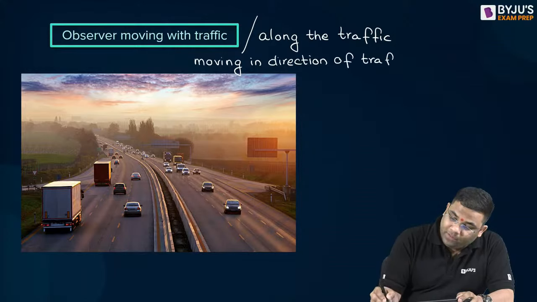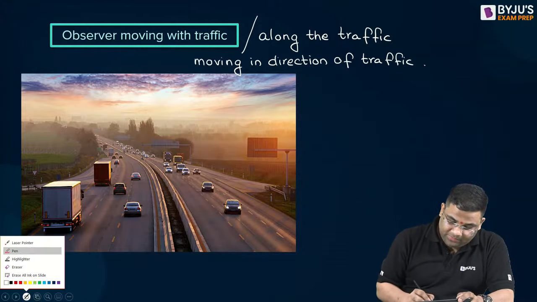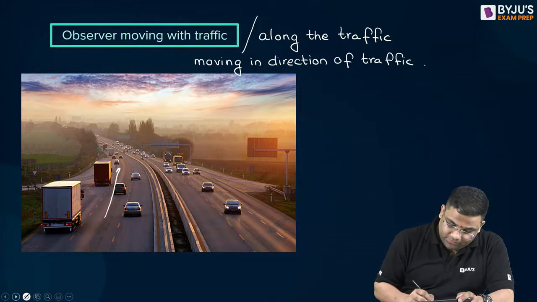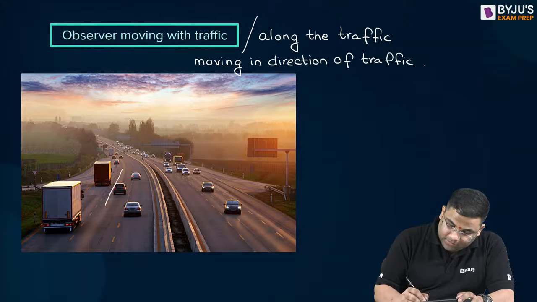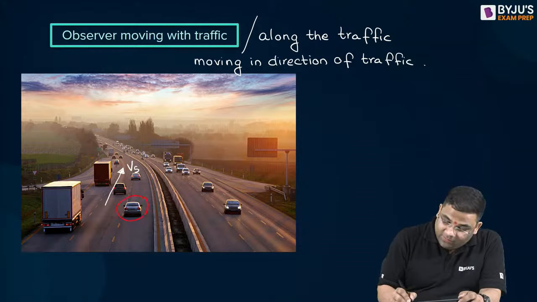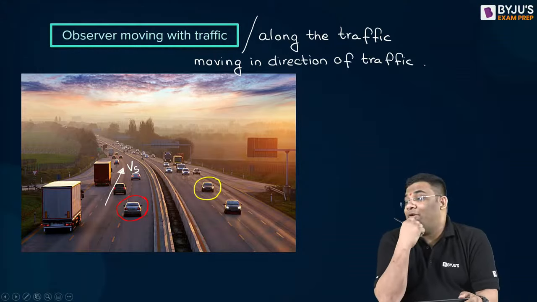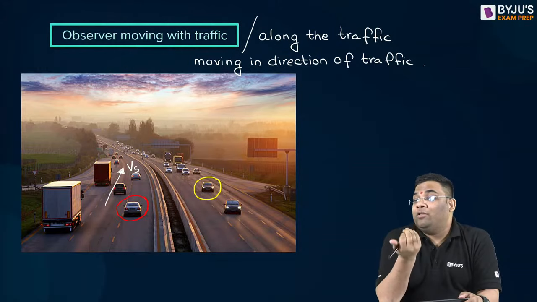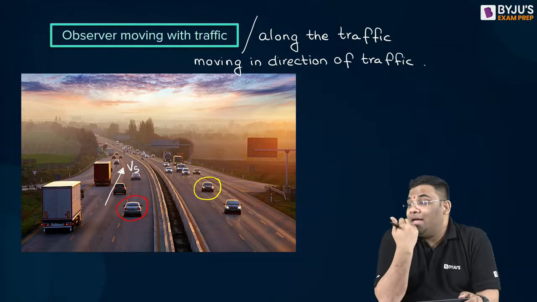Now suppose, in this particular diagram, this is your VS, which belongs to all the vehicles. Now tell me, suppose this is my test vehicle. Suppose I am selecting two test vehicles, one this and one this. Tell me, which one is moving with the traffic or along the traffic, the red one or the yellow one, and which is moving against the traffic.